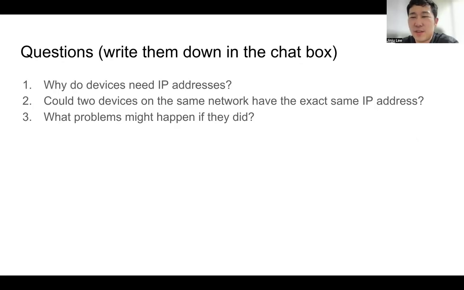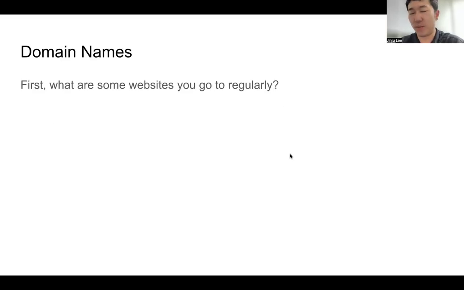So devices need IP addresses to identify them to the network, to the internet, etc. It is not possible for two devices on the same network to have the same IP address. And if they did, well, a router could be very confused. Just like a mailman would be like, there are two 123 Main Streets. Do I put this letter here or there? Might cause some problems.